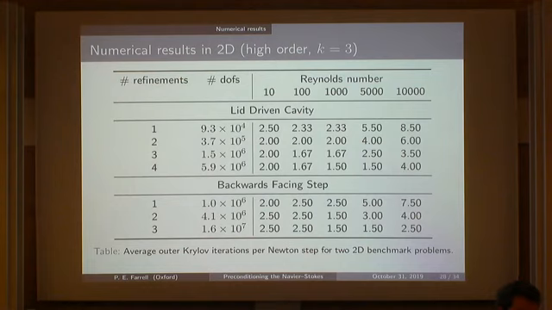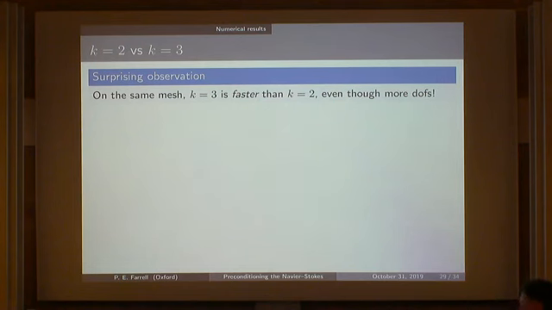All of a sudden, almost perfect robustness, vastly better results than there was before. No growth whatsoever for this problem with 10 million degrees of freedom from Reynolds number 10 to Reynolds number 10,000. Why is that? I'm not sure, but I believe it's because of the stabilization.